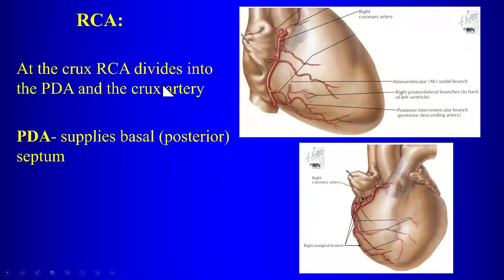And then in most cases, the right coronary artery is dominant. So when the right coronary artery goes all the way around to the back of the heart, that's called the crux of the heart, there it can give rise to the posterior descending artery, and this travels in the posterior interventricular groove.